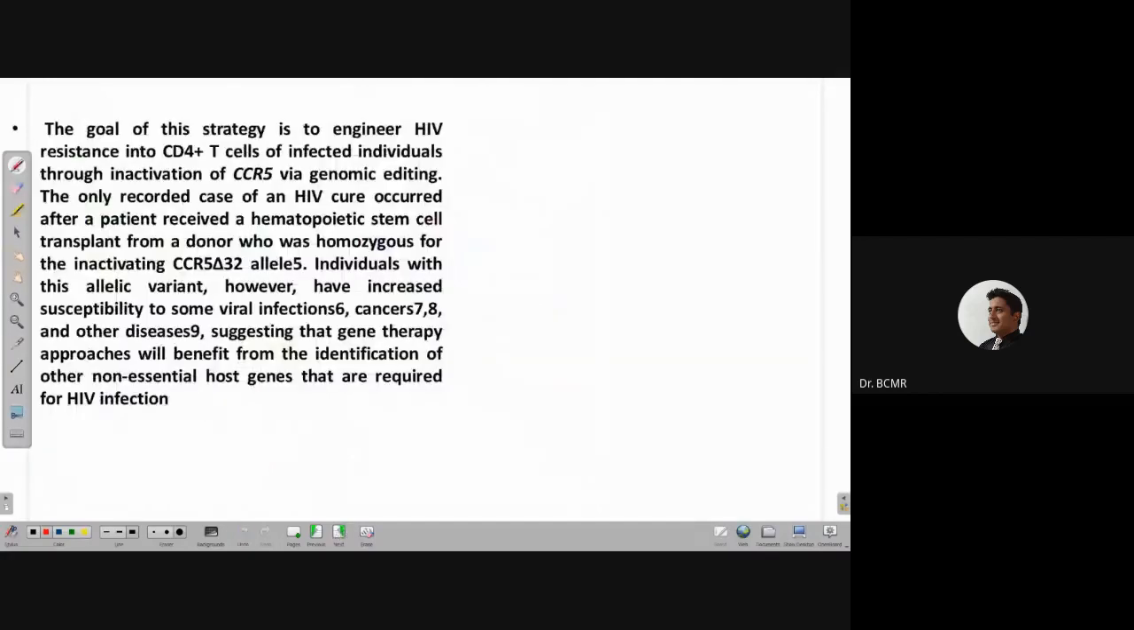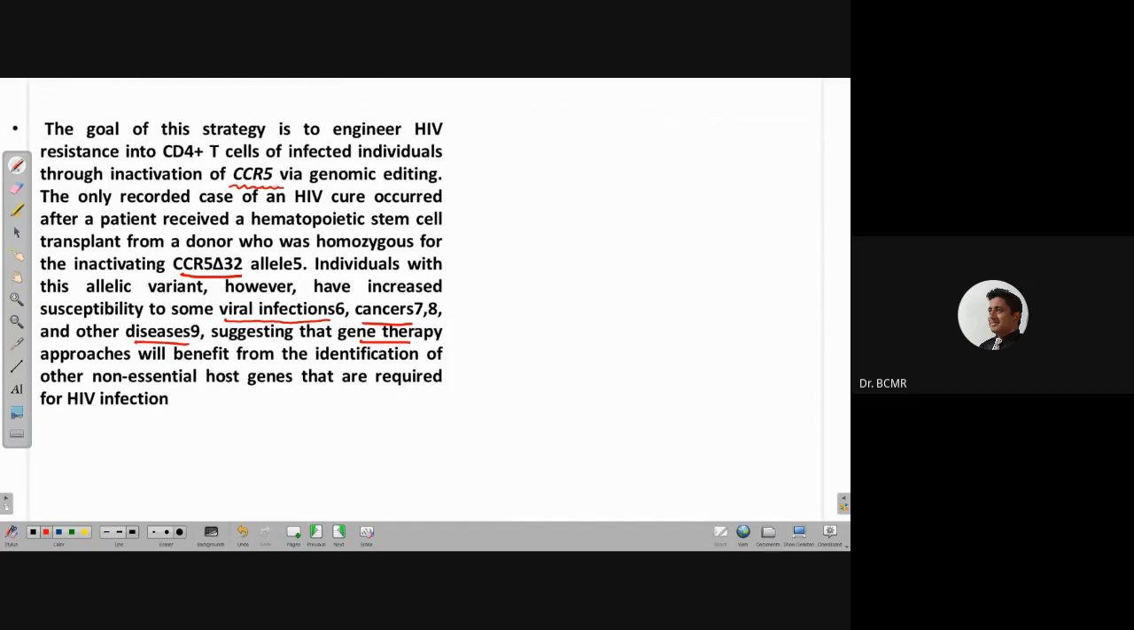If we try to have inactivating alleles like this, those people tend to be more susceptible to certain viral infections, cancers, and many other diseases. So if you are trying to go for gene therapy based approaches, there might be some issues if you are making any inactivation of CCR5.